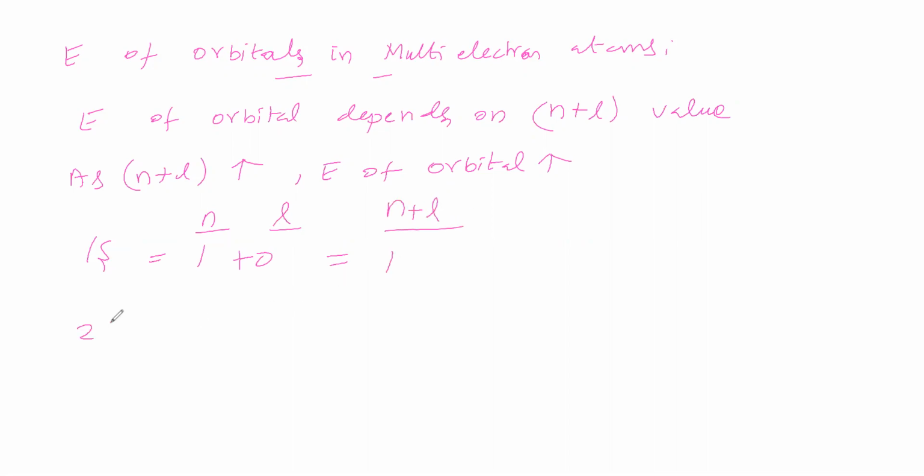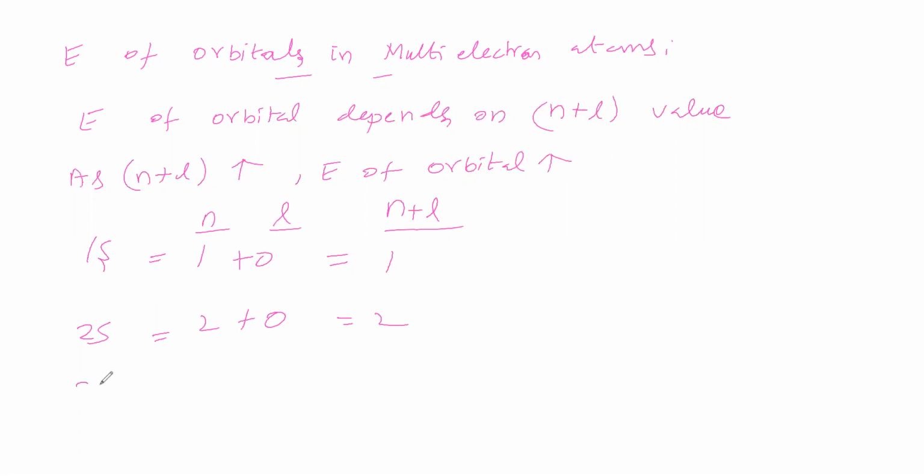Now we will take the 2s orbital. For the 2s orbital, the principal quantum number is 2. The azimuthal quantum number for the s orbital is 0. Therefore, the n plus L value is 2. Comparing 1s and 2s, the n plus L value for 2s is higher than for 1s. Therefore, 2s has higher energy and 1s has lower energy.